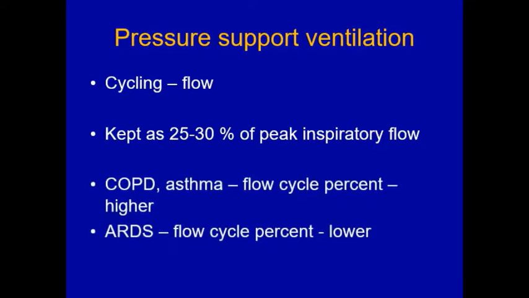So in patients with COPD and asthma, flow cycle percent is kept higher. That means at higher peak inspiratory flow only cycling occurs, so the patient will go early into expiration. So we need more expiratory time, that is 1:3, 1:4 in case of COPD and asthma. That is why you should keep a higher flow cycle percent in case of COPD and asthma. In case of ARDS, you need to go for a higher inspiratory time. So here the flow cycle percent is kept lower, around 15% or 20%, so that the inspiratory time is more. Whenever the inspiratory time is more, your atelectasis is decreased, so your oxygenation is maintained.